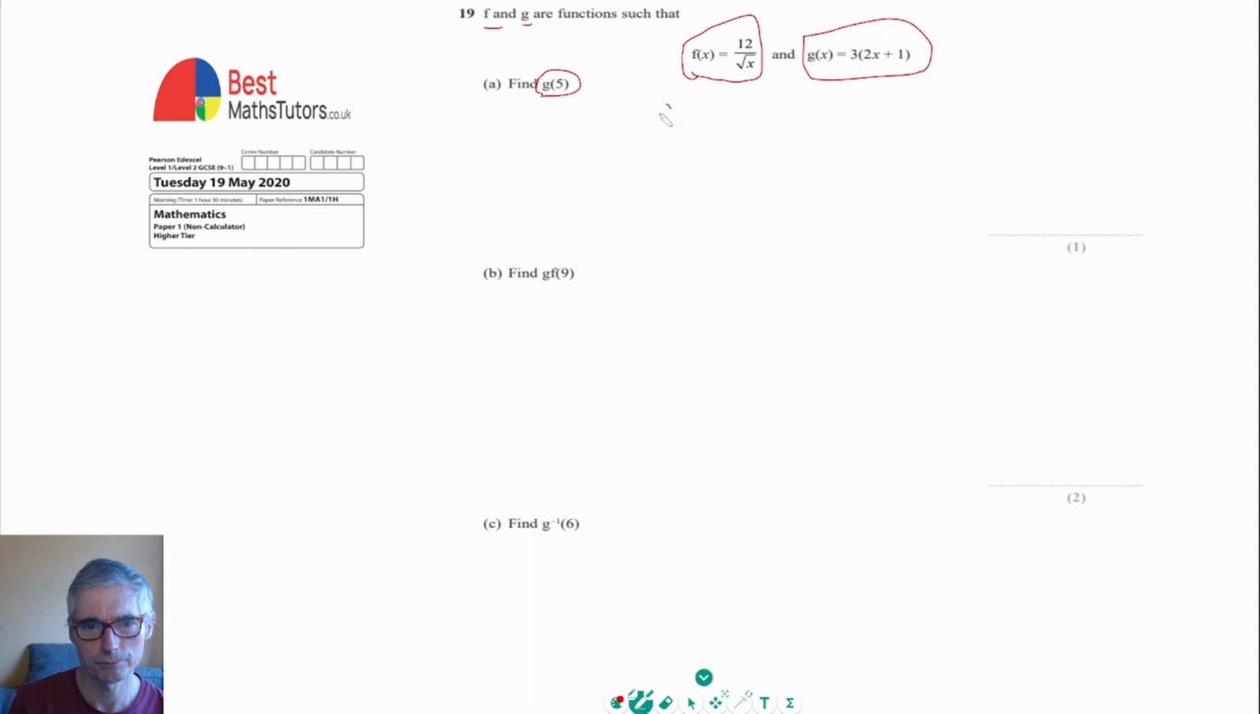So what that means is g of 5 just means we're replacing every value of x in the function there by the number 5. So it's a substitution. So we're going to say it's 3 times the bracket 2 times 5 plus 1. That would be 3 still outside the bracket. That's multiply there. 10 plus 1 is 3 times 11, following the rules of BIDMAS by doing the bracket first, and that gives us 33.